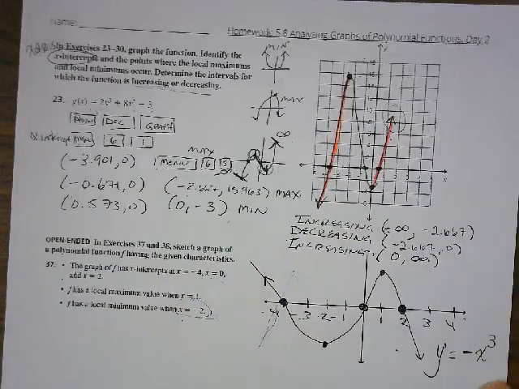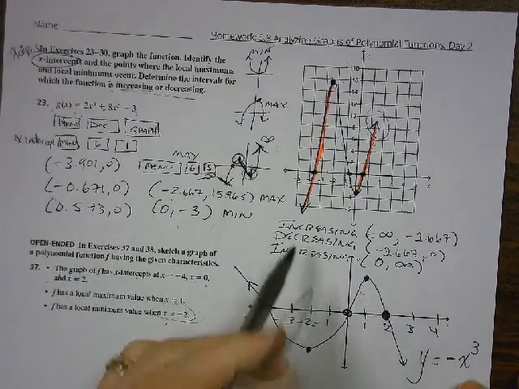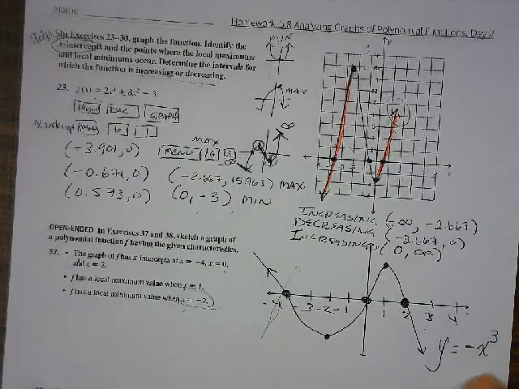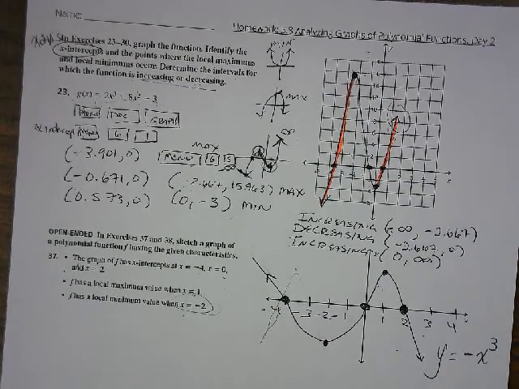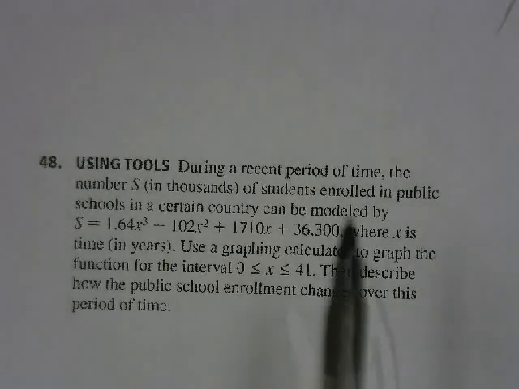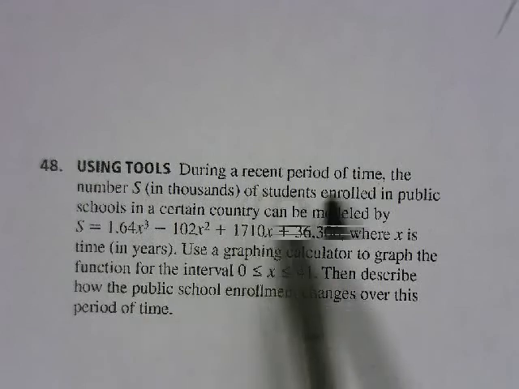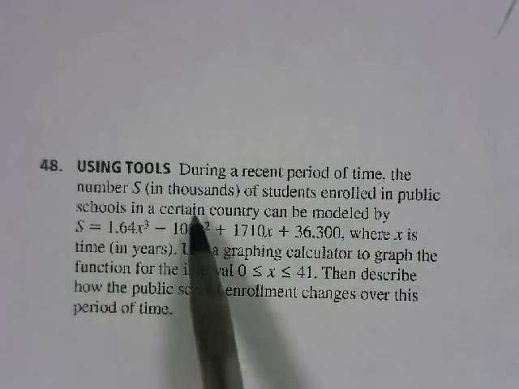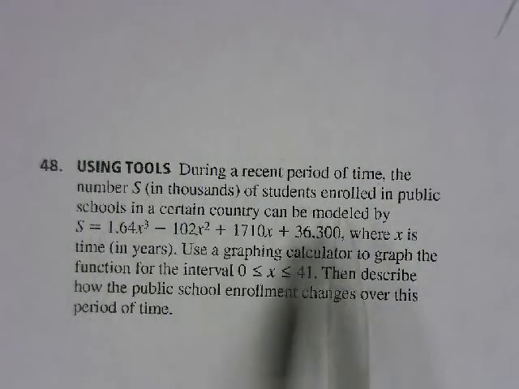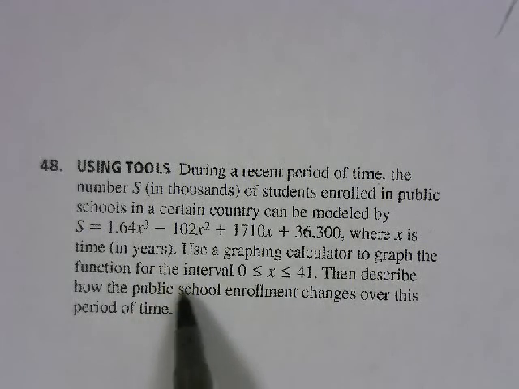Alright, last one is number 48. Let's take a look. During a recent time, the number S in thousands of students enrolled in public school in a country can be modeled by this function. X is the time in years. Use the graphing calculator to graph the function between 0 and 41 on the x-axis, and then describe how the public school enrollment changes over this time.